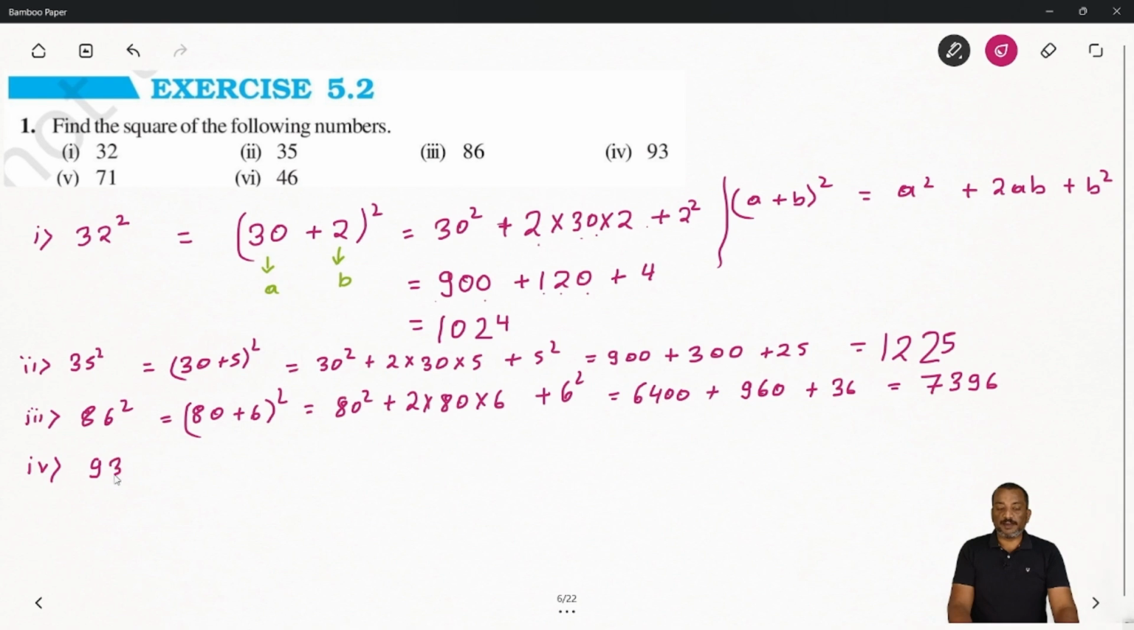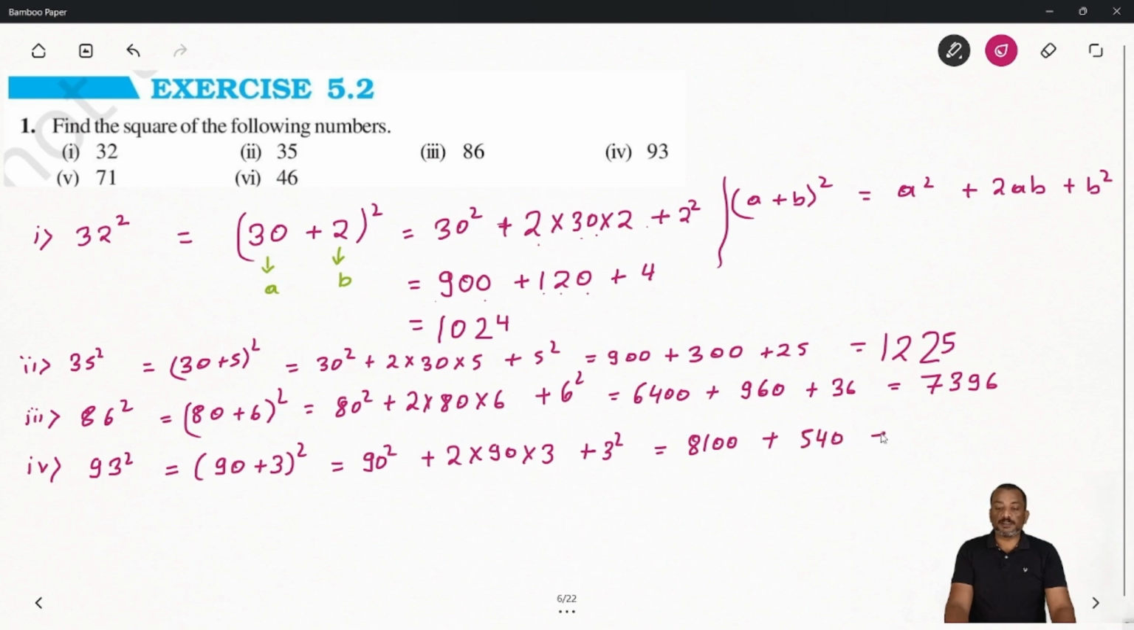Okay, same way you can go with the fourth one. So here you have 93 square. So 93 square, you can say 90 plus 3 whole square. So same way you can say here 90 square plus 2 times 90 times 3 plus 3 square. Okay, so same way you can solve this one. So you will get 90 square is 8,100 plus 2 times 90, 180, and 180 times 3. Here 180 times 3 you will get how much?